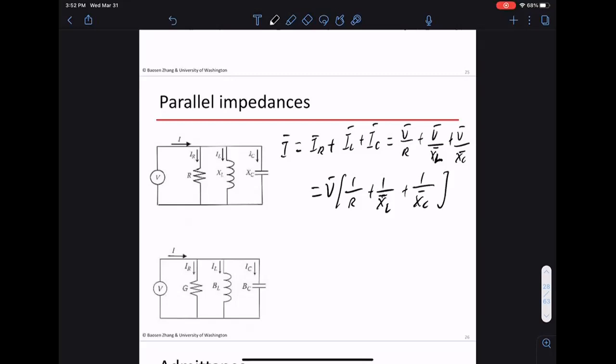So the equivalent impedance, if you view this as one big equivalent impedance, then 1 over the equivalent impedance is 1 over R plus 1 over XL plus 1 over XC. Any questions about this? It's the same as before, when we have, let's say, three resistors in parallel.